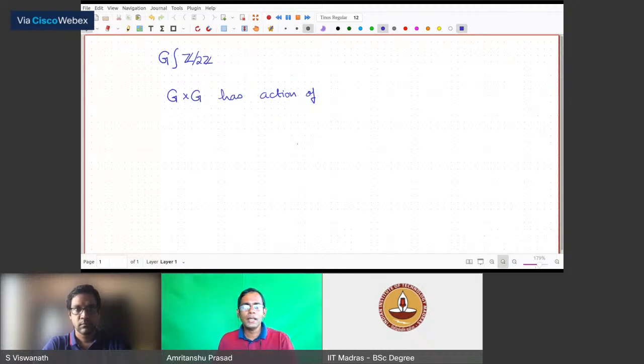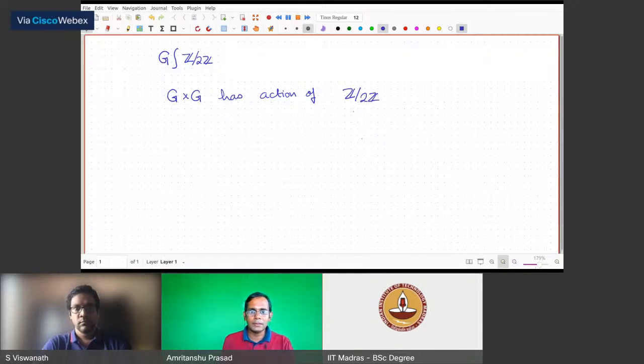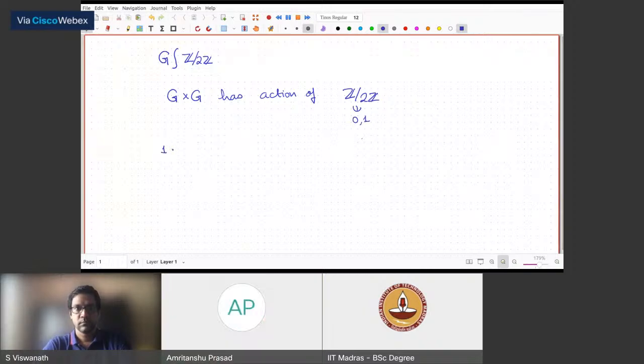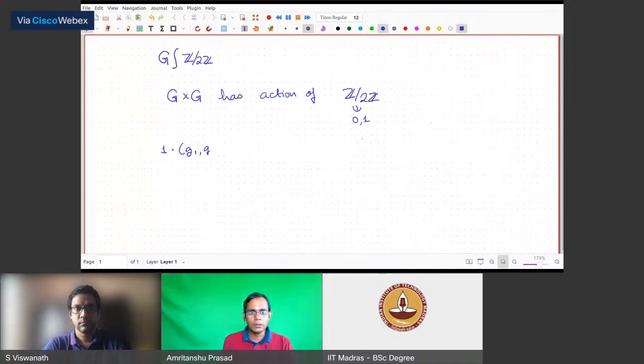Okay, so G cross G has an action of Z mod 2Z. And how does this action work? You have two elements here, 0 and 1. The non-trivial element acts on (G1, G2) by interchanging the two elements. And of course, 0 being the identity has to act by identity.